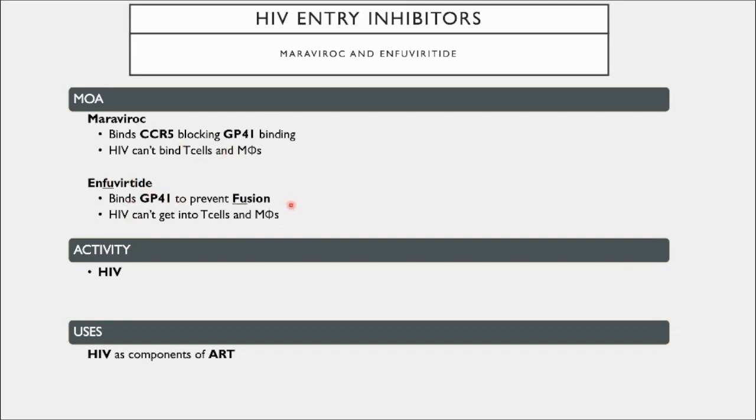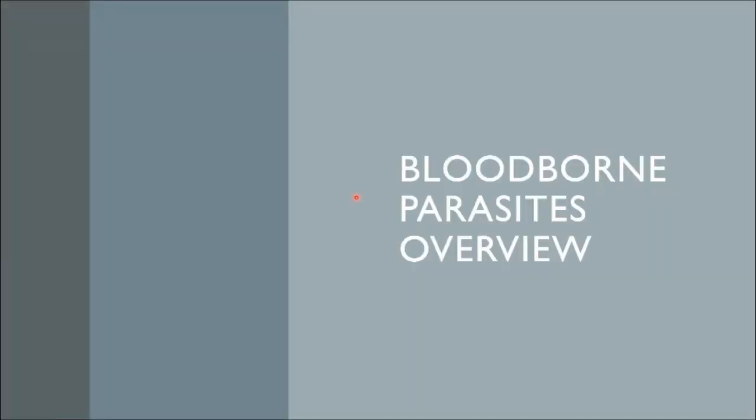Enfuvirtide blocks the fusion process that happens once that binding has occurred. So it can bind to the outside of your T cells and macrophages, but it can't actually fuse into them. We don't use these drugs all that often, but they do pop up on the boards. Okay, so that's kind of all I've got on antivirals.